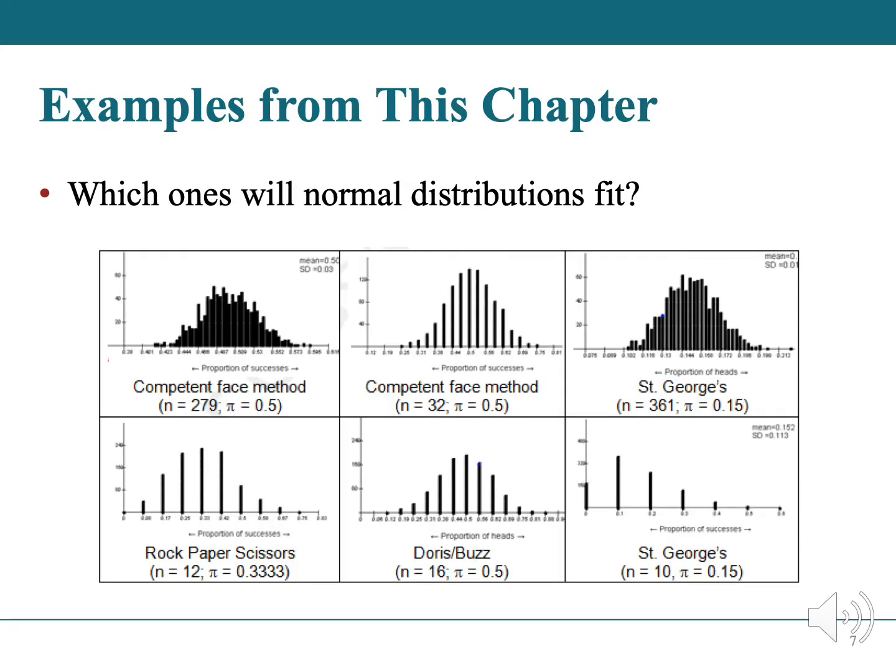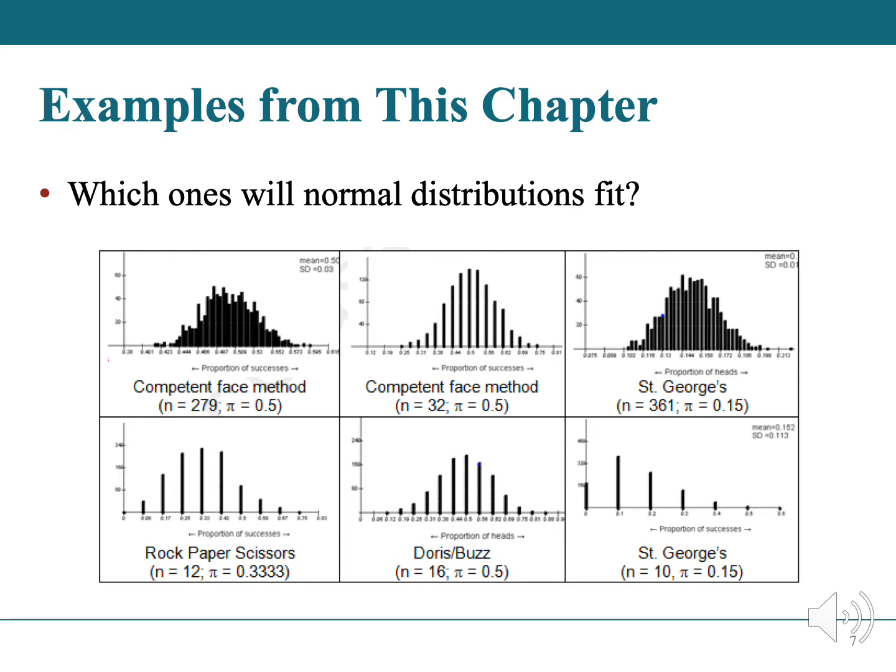Okay, so here I have 6 graphs that were taken from earlier examples. I don't think we did, yeah, I guess we did all of them. The component faces, the rock, paper, scissors, the Doris and Buzz, and the hospital heart transplant simulations. You can see that the component face method, that's pretty tight. There you have a high density of numbers, so that n equals 279, and your parameter is 0.5. That looks nice and normal shaped.